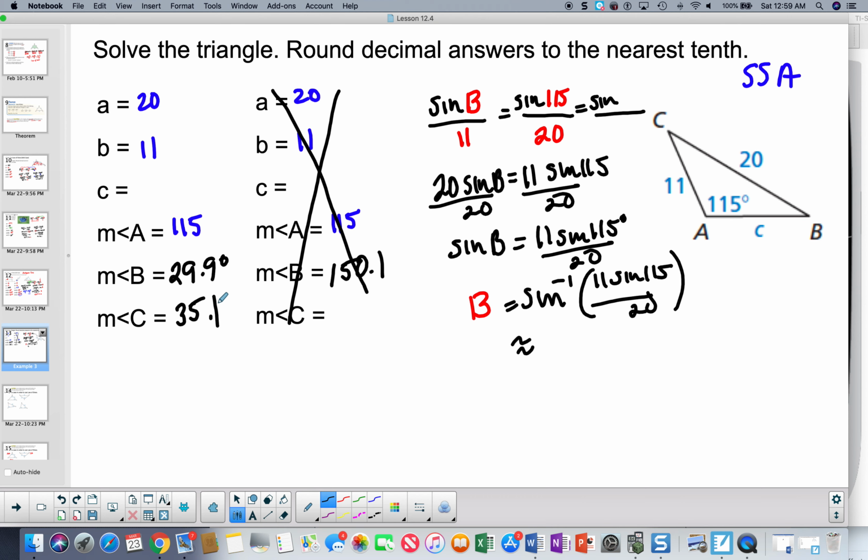Okay, I do have one more piece of information that I need to find, and that's C. So now that I have my third angle, I'm going to write 35.1. Is that angle C? Let's see. Yeah, that's angle C, 35.1, and then it goes with side C, which is what I'm looking for. So I'm going to actually solve this to create C, and I'll let you go ahead and do that.